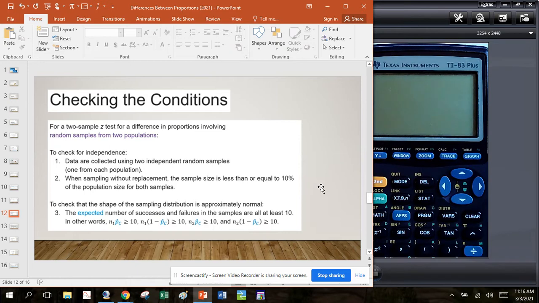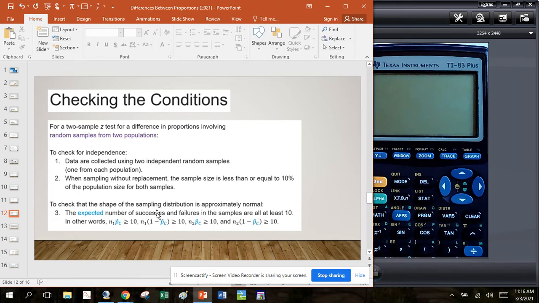We also might want to check that when we're sampling without replacement, that the sample size is less than or equal to 10%. And again, you want to do that for both samples. However, in this case, because we're doing an actual experiment, you don't need to do the 10% condition. But if it wasn't an experiment, like if it was something like the tree example, then you would still need to do the 10%. The one thing that changes is when you assess normality.